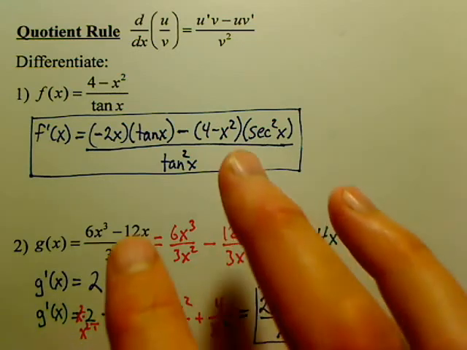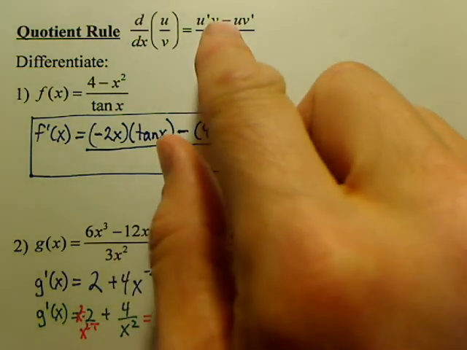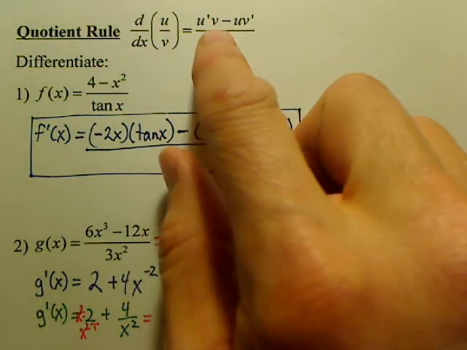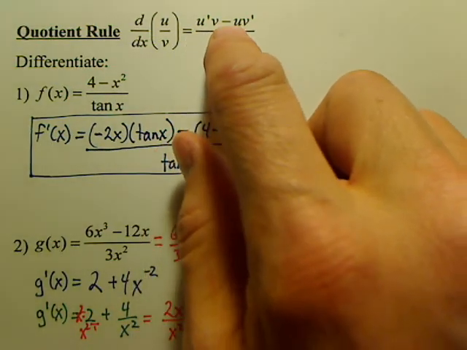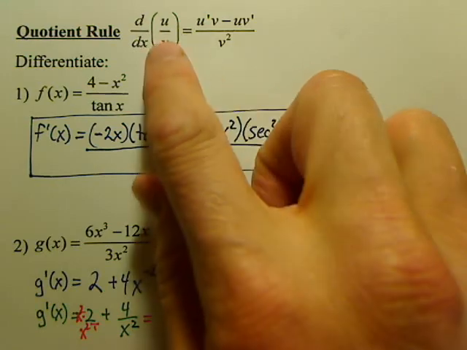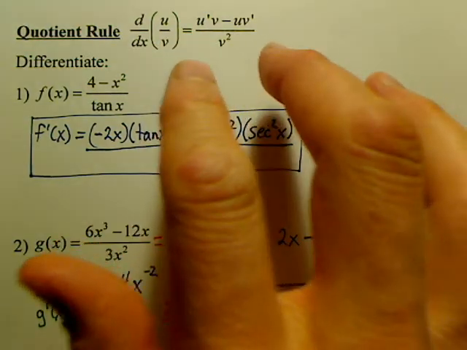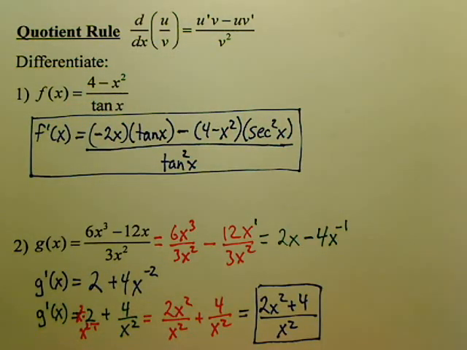So good luck with the quotient rule. Be careful with it. Make the connection between it and product rule. It's just like product rule on top, except it's a minus with the little denominator squared on the bottom. So it's really good to make the connection with it and product rule. They're very similar.